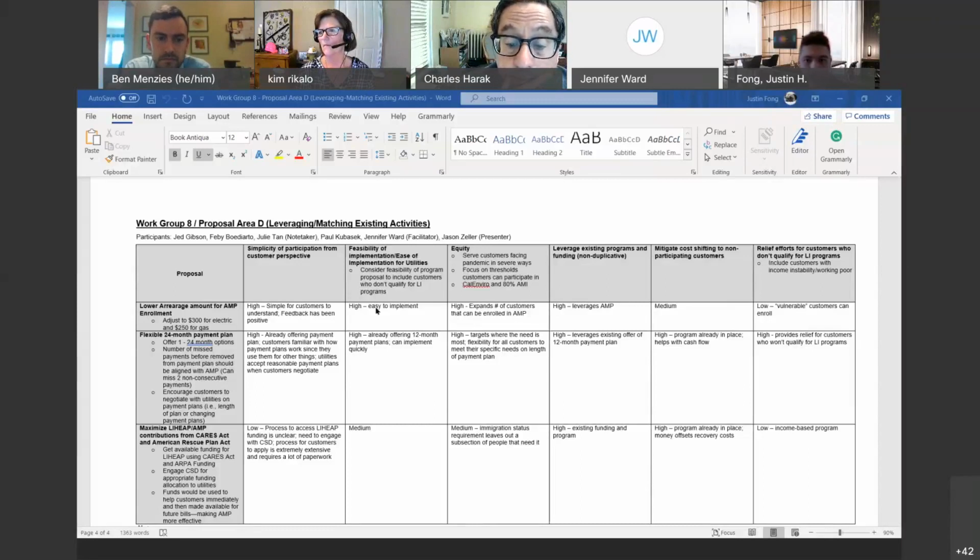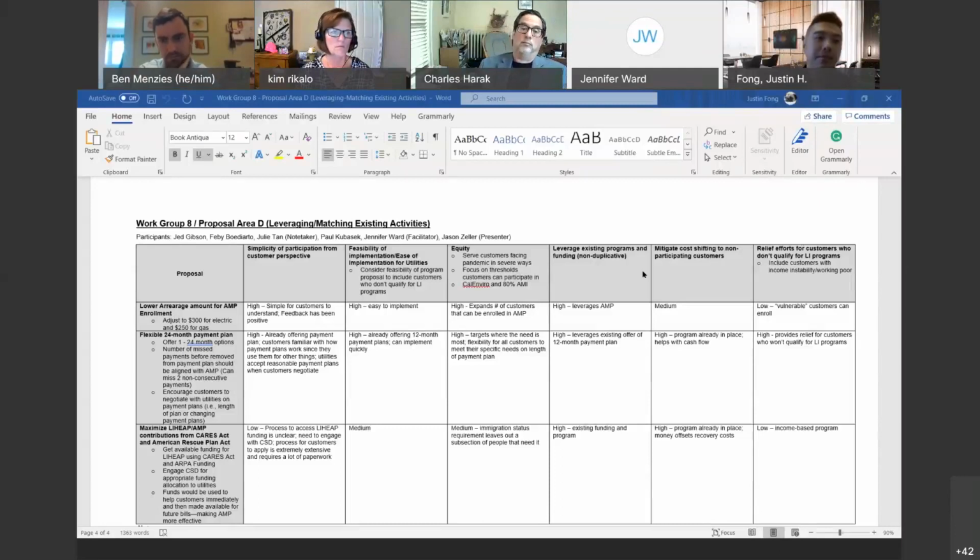The next proposal is a flexible 24-month payment plan. So this would be offering up to 24 months for a payment plan as opposed to the standard 12. The simplicity of this would be high since we already offer payment plans to customers and customers are already familiar with how they work. As long as the payment plan is reasonable, we'll work with them. And we give them the flexibility to have a payment plan that's less than the current 12 months. If they want 6 months, they can have that, but the standard is to offer them 12. Feasibility of implementation is high because we're already offering a 12-month plan, so extending it to 24 months would be quick and relatively easy.